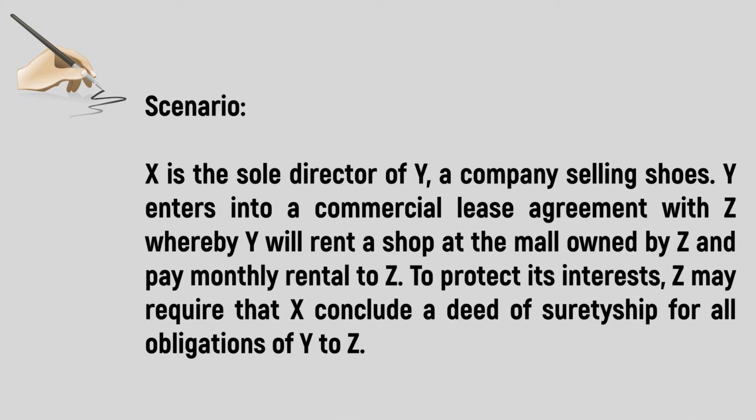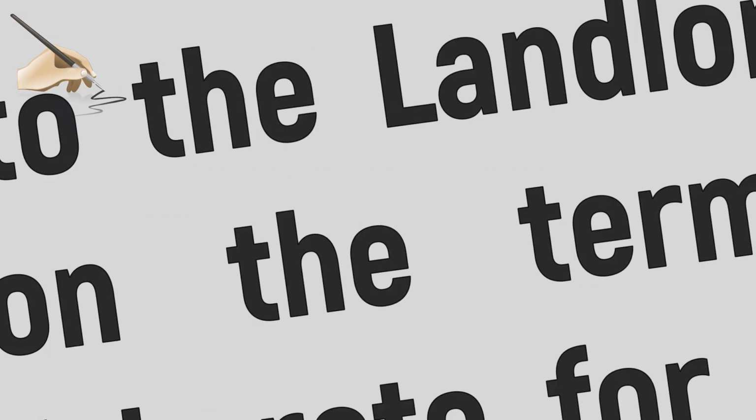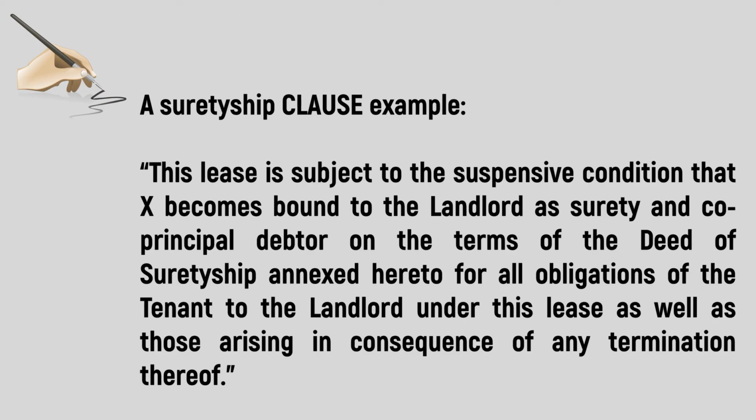Consider the following example. X is the sole director of Y, a company selling shoes. Y enters into a commercial lease agreement with Z, whereby Y will rent a shop at the mall owned by Z and pay monthly rental to Z. To protect its interests, Z may require that X conclude a deed of suretyship for all obligations of Y to Z. A suretyship clause in an agreement could look as follows.